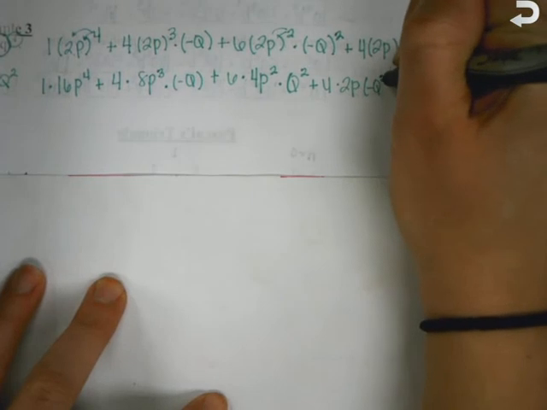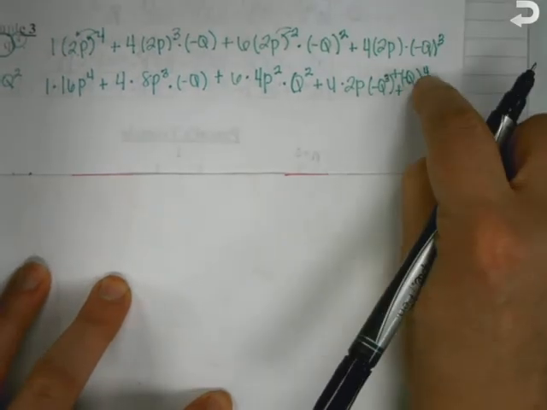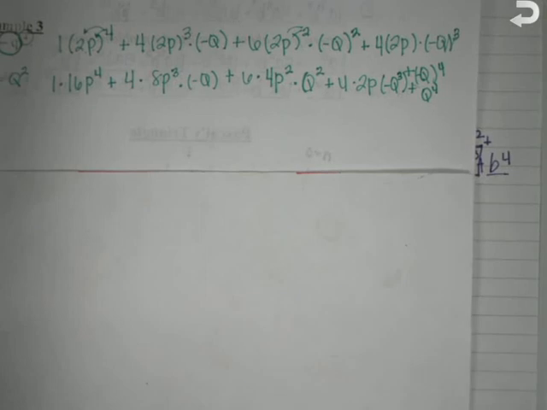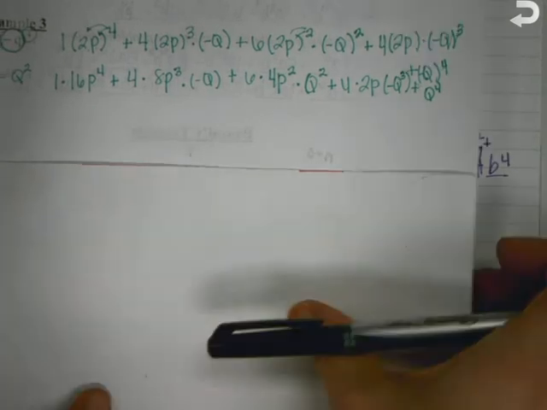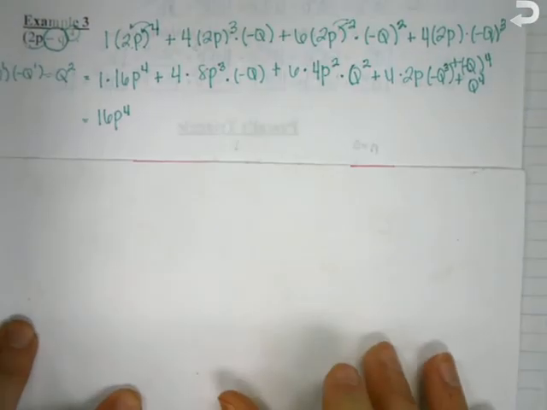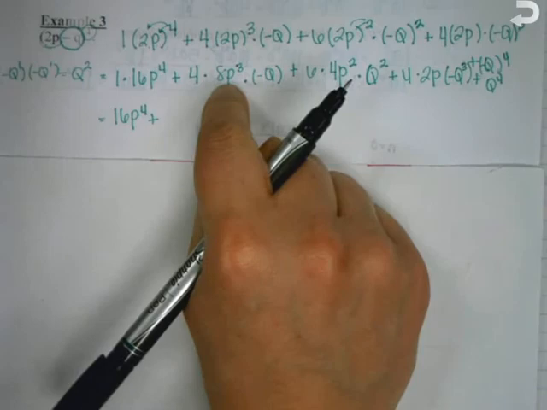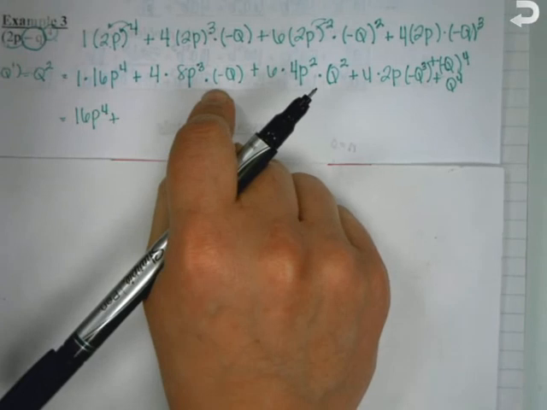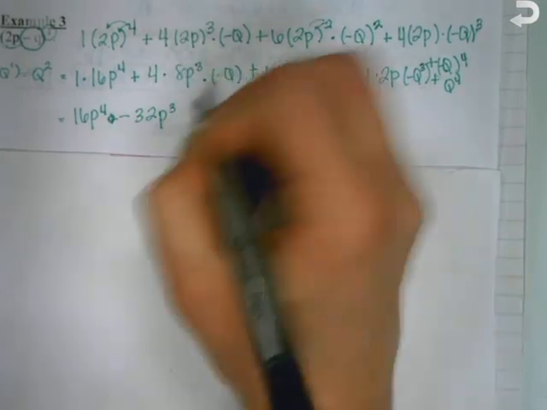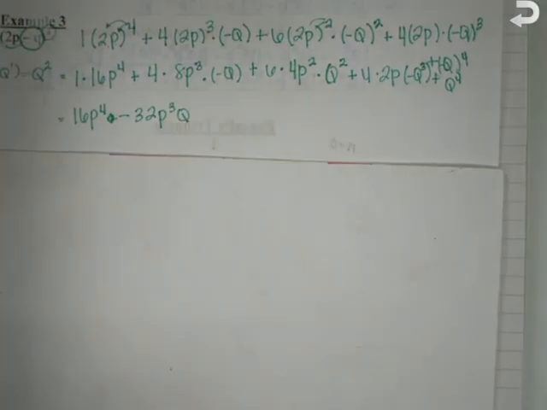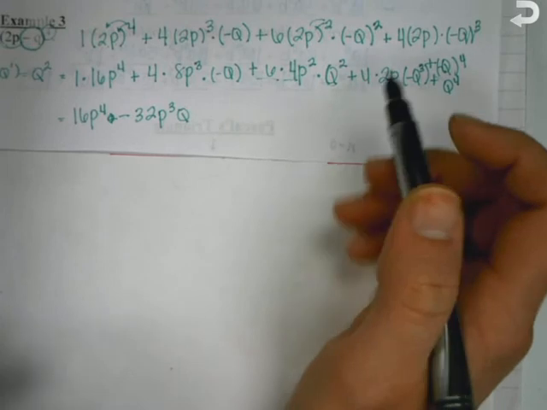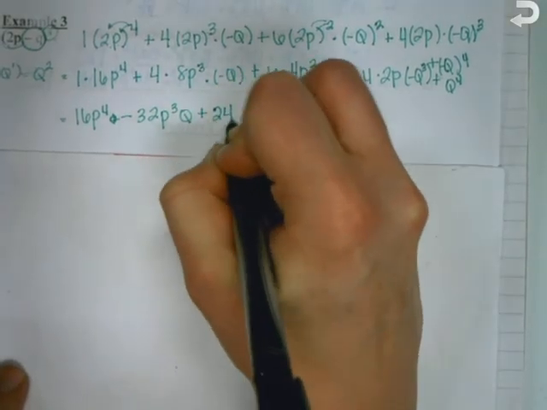1 times 16p to the 4th gives me 16p to the 4th. Plus 4 times 8 gives me what? 32 times a negative. It's a negative 32. So it's going to be minus 32p to the 3rd q. Okay, 6 times 4, what does that give me? 24. 24 times a positive q squared, so that's going to be plus 24p squared q squared. 4 times 2? 8 times the negative q? Negative 8p q to the third plus q to the fourth.